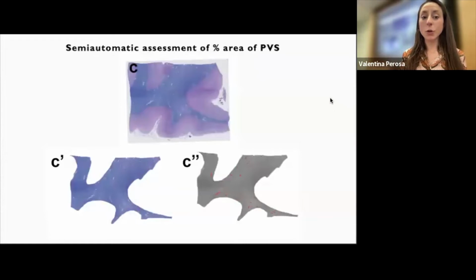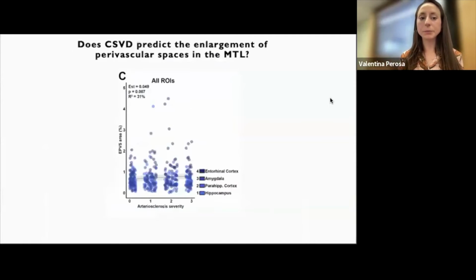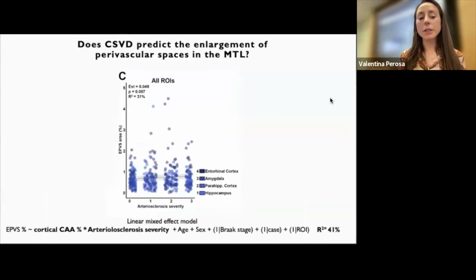And in order to also quantify the perivascular spaces, we used a semi-automatic method implemented in ImageJ that segments the perivascular spaces and calculates the percentage area of the EPVS within the white matter. We then observed that arteriolosclerosis was not a predictor of AD-related pathologies, but it was a predictor of the enlargement of perivascular spaces.